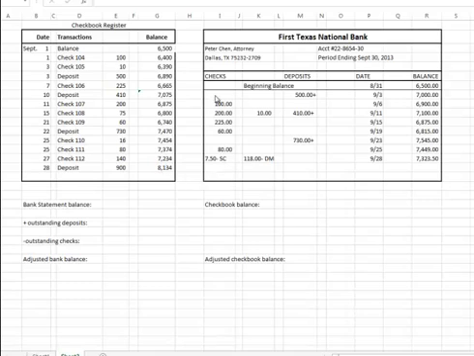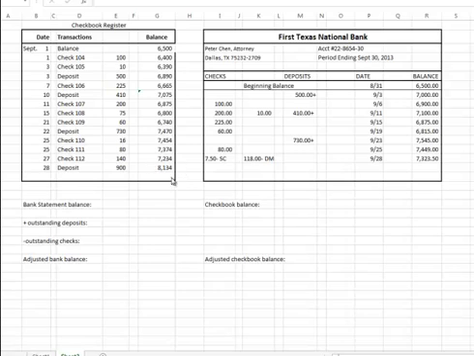Okay, then the bank statement comes. It's from First Texas National Bank, and even though the bank statement you get might look a little different than this one, they all have the same information. They have the checks that cleared the bank, the deposits that cleared the bank, the dates that the transactions occurred, and a running balance. So look here, and you'll see that at the end of the month, First Texas National Bank is showing that I have $7,323.50 in my account, which is a little different than what I'm showing in my checkbook.